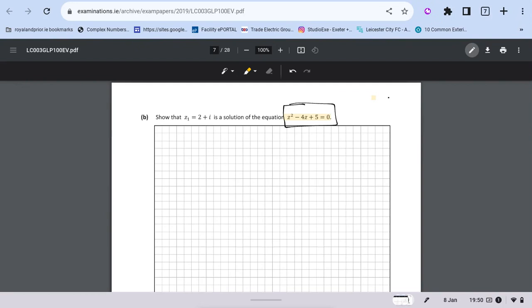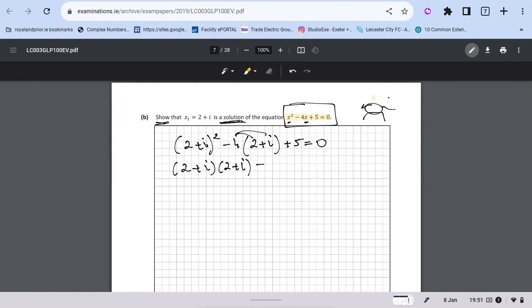Another way, and this applies in algebra, to show that something is a solution, what you can do is horse it in. That's my picture of a horse there. So everywhere there's a z, I'm going to throw in 2 plus i. So z squared is (2 plus i) squared minus 4 times (2 plus i) plus 5 is equal to 0. What does something squared mean? It means 2 of those brackets multiplied by itself. I multiply out this as well and tidy it up. So bust your brackets there.